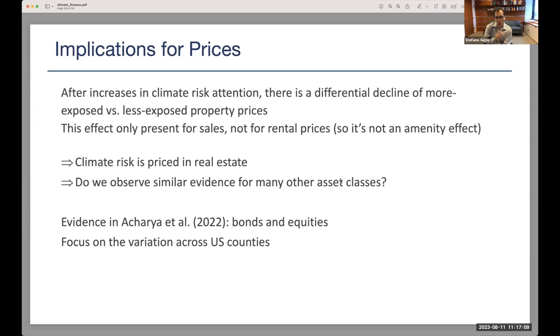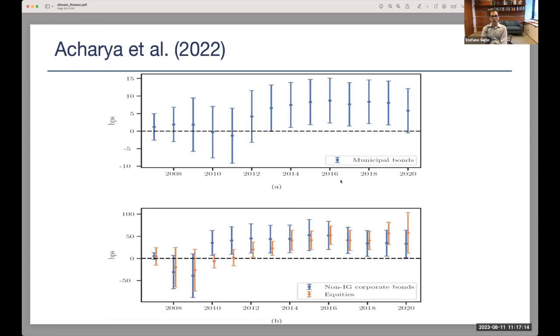I'm going to show you just one result from a recent paper by Achari and co-authors, which has done a similar diff-in-diff on municipal bonds, corporate bonds and equities. Very briefly, what is the variation they look at? They look at heat risk. They look at cross-county variation, across counties in the US, measuring exposure to heat waves, and they measure year by year the discount associated with municipal bonds that come from counties which are more risky versus less risky.